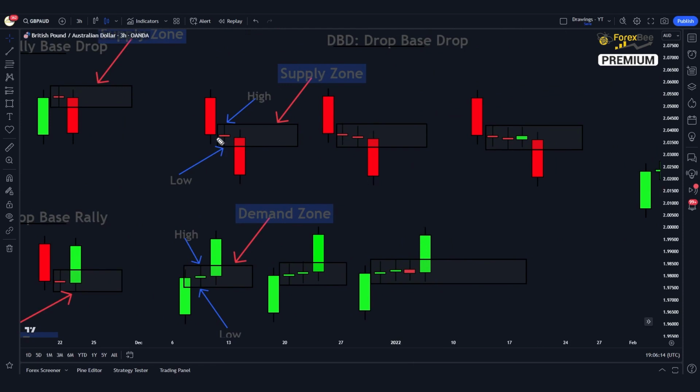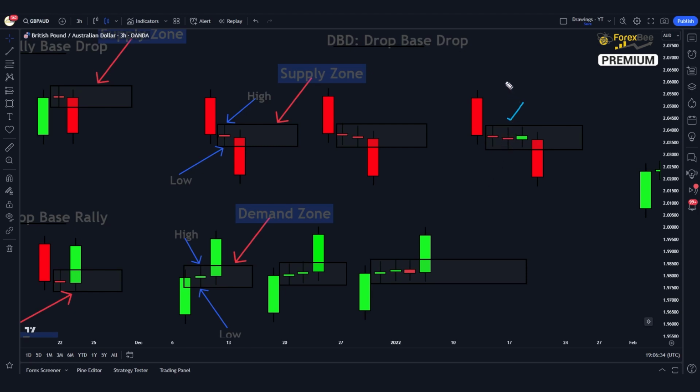First of all, as we were detecting the supply and demand zones, I gave you a heads up that supply and demand zones can form with more than one base candle as well. As you can see here, there is the formation of this drop base drop supply zone with one base candle, two base candles, and three base candles.